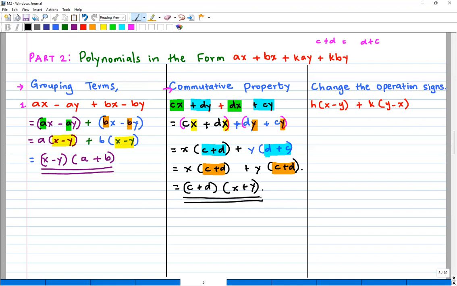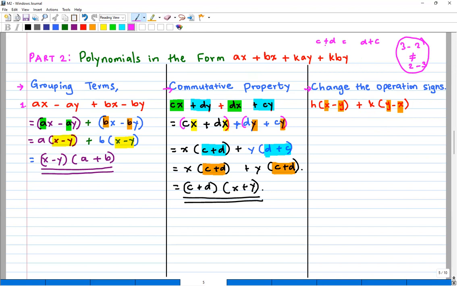So you see, when you first use the commutative property, it becomes easier. And now, sometimes we need to change the operation sign. Sometimes when it is minus, it will be plus, and sometimes when it is plus, it can be minus. Let's look at that using this example. We have h into x minus y plus k into y minus x. Now, we cannot factor yet, because you see this is x, this is y, and this is y, this is x. Yes, we see y and x and minus, but the order is not the same. This is because 3 minus 2 is not equal to 2 minus 3. They are not equal, so we cannot say that x minus y is the same as y minus x.